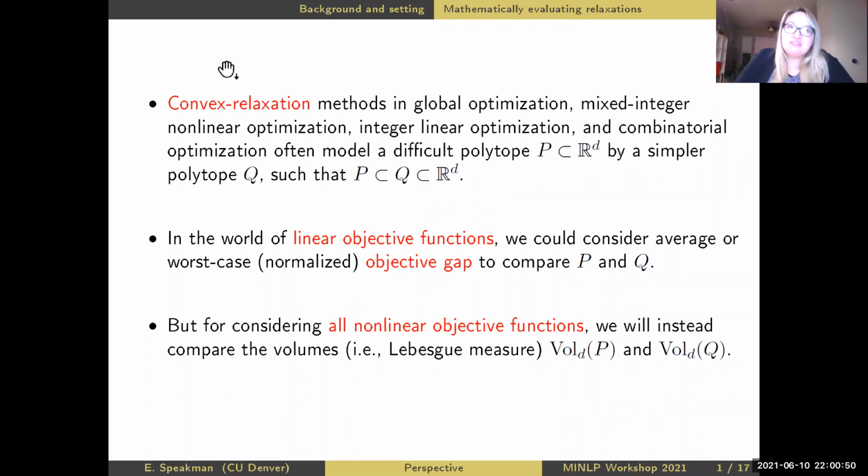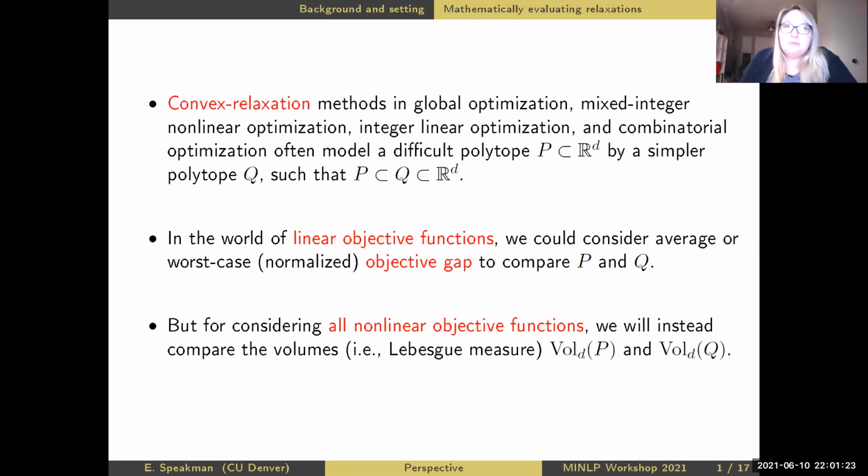As I'm sure you know, convex relaxation methods are very common in global optimization, mixed integer nonlinear optimization, linear integer optimization, and combinatorial optimization. So the idea is we quite often have a difficult polytope P, so it might be difficult because it's non-convex, for example. So instead, we use a simpler polytope Q, such that P is a subset of Q, to model P, and we often say that Q is a relaxation of P.